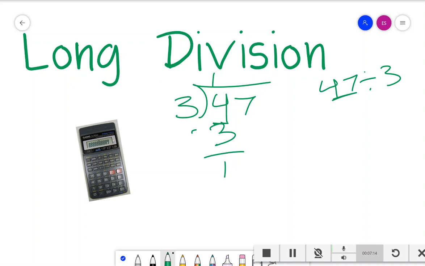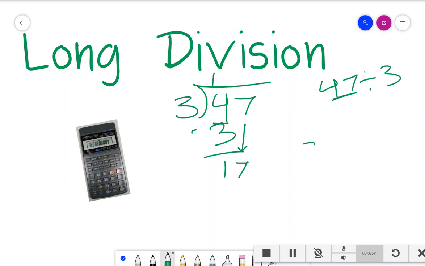Once we have the remainder for the tens place, we can now calculate with the ones place. But we don't want to just leave the tens place alone or not account for it. So in order to account for the tens place, we're just going to draw the ones place, in this case the 7, down to line up with the tens place, and now we have a new number, 17. So how many times does 3 go into 17?